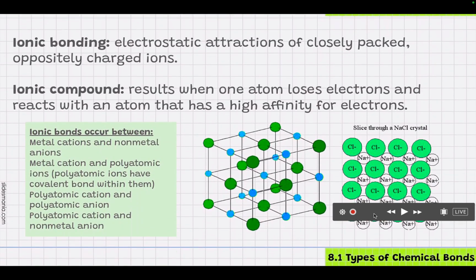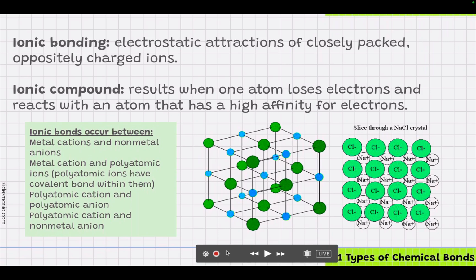We're also going to talk about ionic bonding. The previous was the covalent bond between nonmetals. Ionic bonds are electrostatic between cations and anions, and they result in a crystal lattice. They are usually between a metal and a nonmetal, or there can be polyatomic cations and anions involved also.